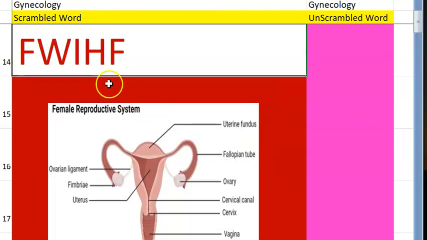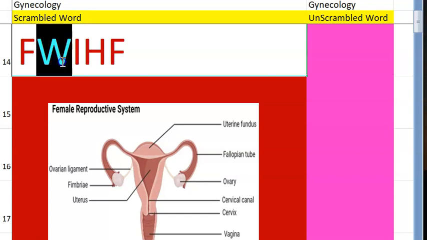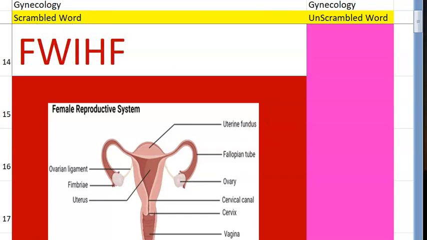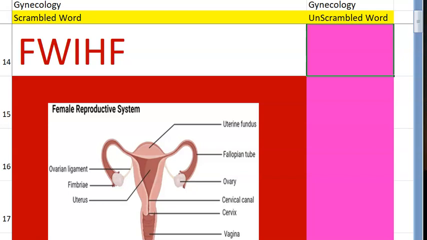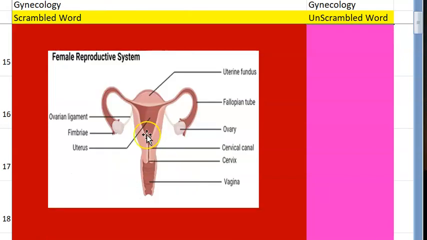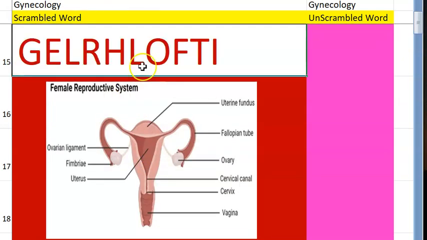Coming to the 14th one. Do you know this one, guys? It's a small word. Begins with W. Amine odor test. You're going to add potassium hydroxide to a sample of vaginal discharge and you will get a fishy odor. This is indicating bacterial vaginosis. It is a whiff test. Very good. Coming to the 15th one.